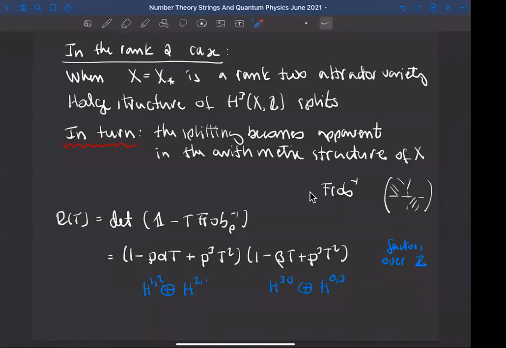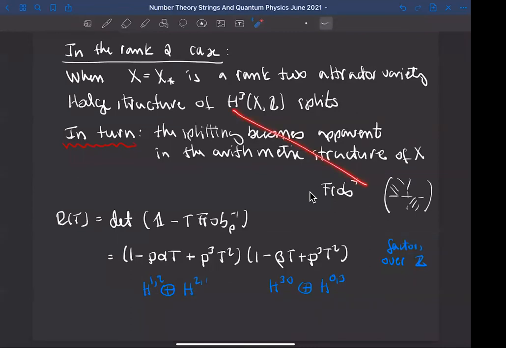We don't even know, for the Hulek-Verrill case that I'm talking about, what that deep geometric reason is. We haven't been able to find that, even though we speculated a little bit in our paper. But we assume that this is true, of course. So in turn, that splitting becomes apparent in the arithmetic structure of X. So what happens is that this R3 splits too, because the Hodge structure is splitting, that induces a split.